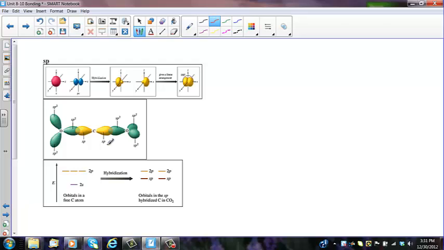In the next diagram, they're showing you simply sp. This is where one s and one p orbital are hybridized. So here is one s, and here's your px, and they're hybridized to form an sp, and an sp hybridization is 180 degrees, as you can see right here. This is just showing you the s and p hybridization here, okay?